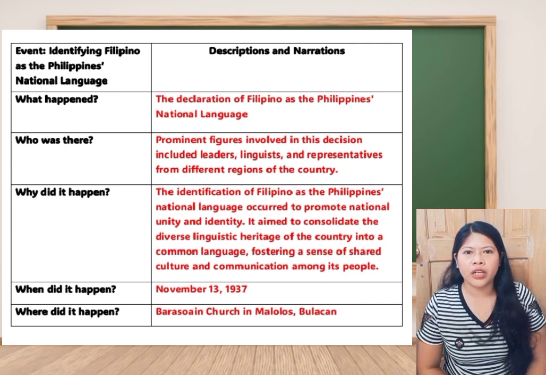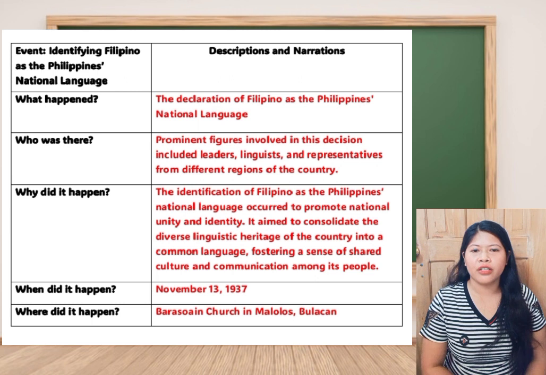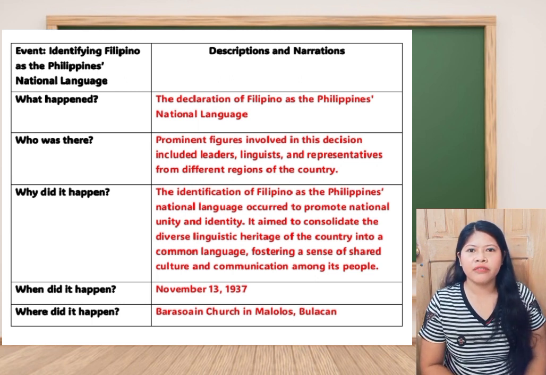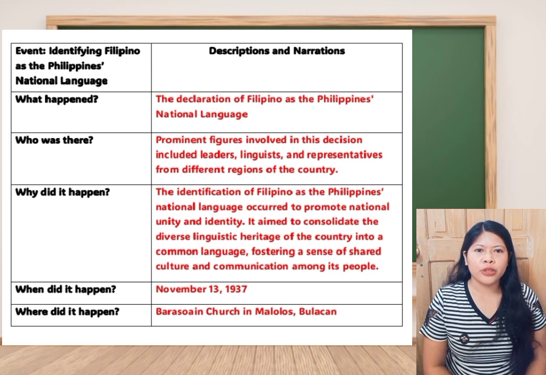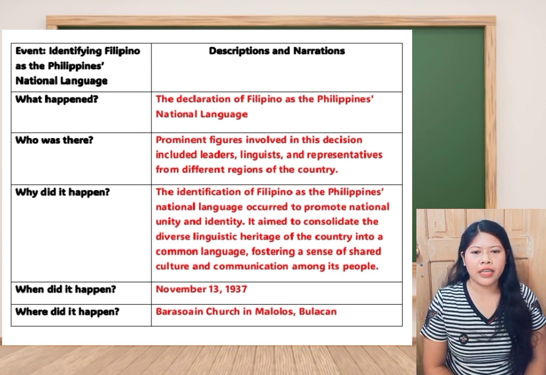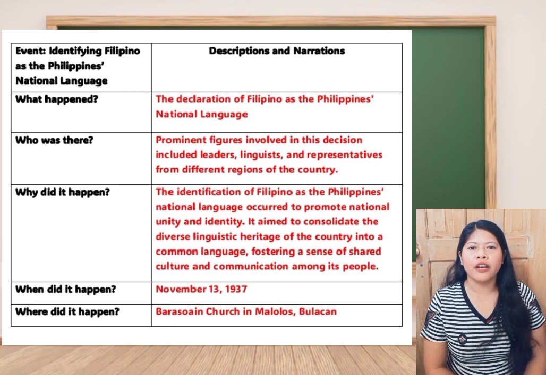The questions are: What happened? The answer is the action of the subject or event taking place. Who was there? The answer is the subject of the writing, usually a person. Why did it happen? The answer is the reason for the action or event. When did it happen? The answer is the time and date of the action or event. And last, where did it happen? The answer is the location of the event.